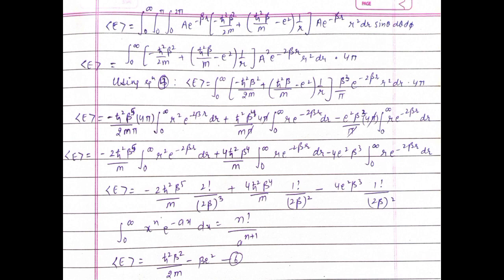Now again we will use the spherical coordinates. So the d tau will be equal to r square dr sine theta d theta d phi, and we will set the limits of r as 0 to infinity, limits of theta will be 0 to pi, and limits of phi will be 0 to 2 pi.